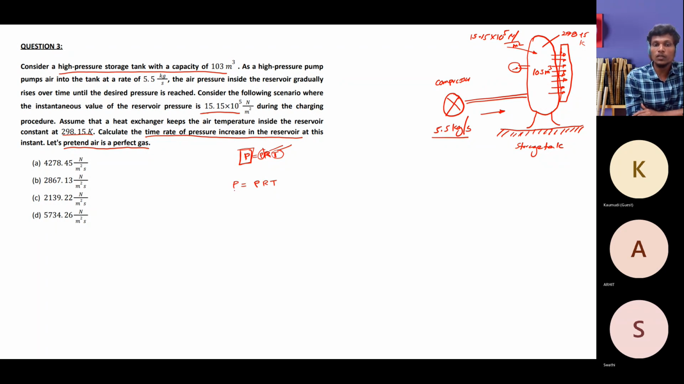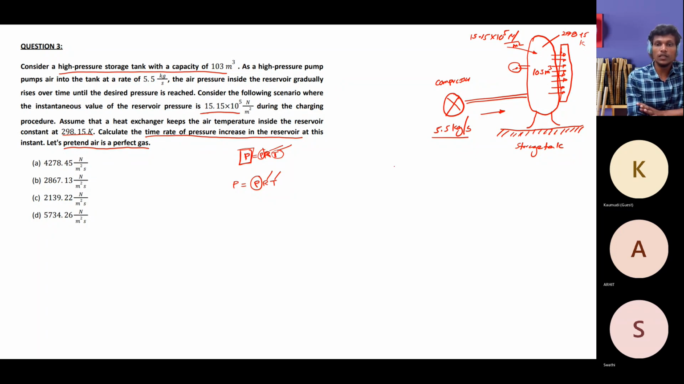If you see this equation very carefully, P equals rho R T. Your R is constant; it is not varying with time. Your T is also constant because the temperature inside is maintained by some heat exchanger. I hope you know about this heat exchanger. Yes, sir. So both are constant and your density is varying. Can you tell why your density is varying? Due to the variation of mass. Yes, only mass is varying.